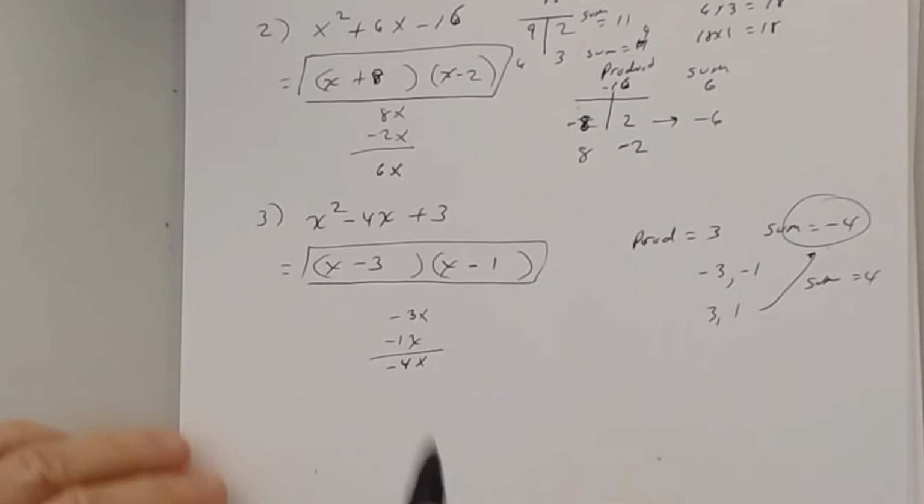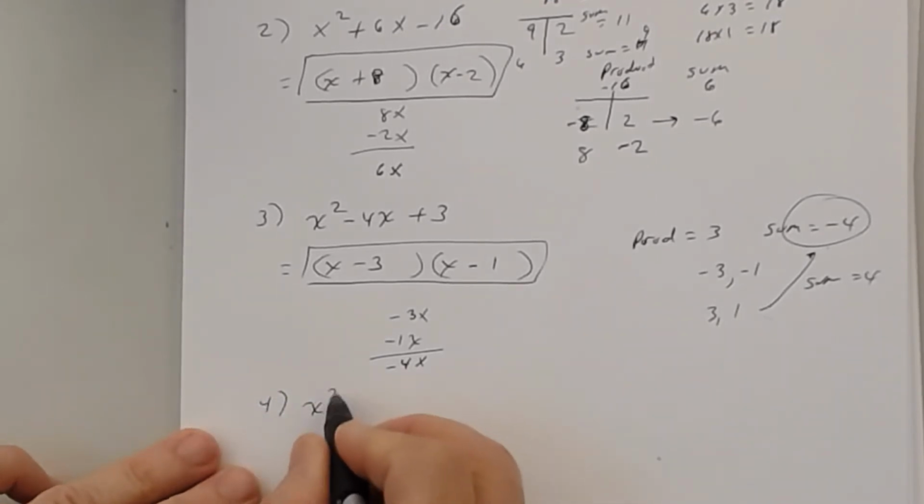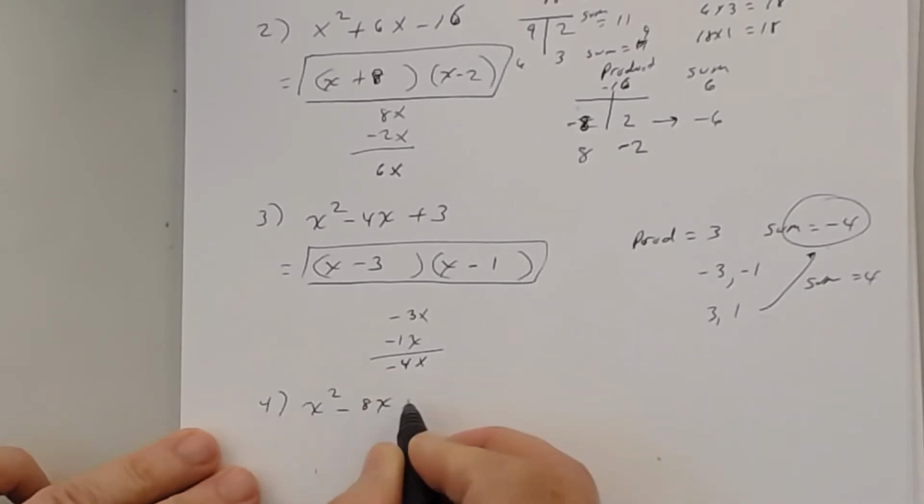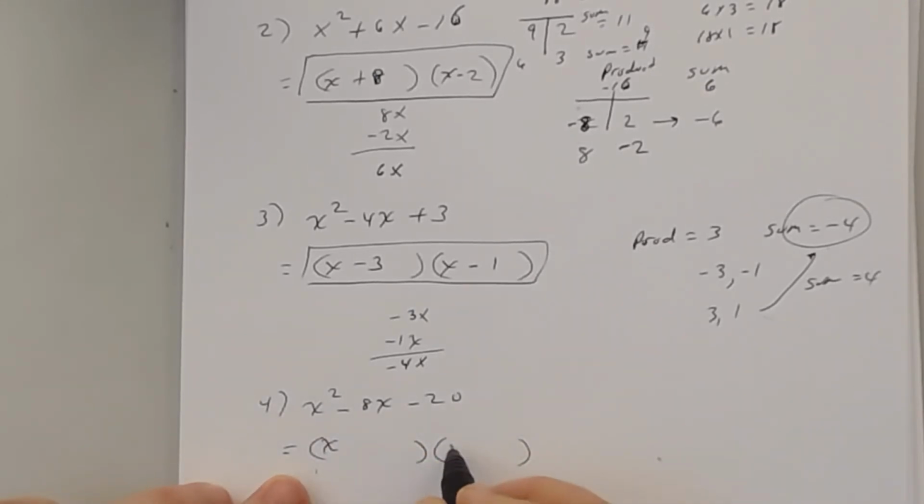Okay. Number 4. All right, let's suppose we had this: x squared minus 8x minus 20. What's the GCF? 1. What's the coefficient of x squared? 1. That's the easy kind. Two binomials. What's going to be the first of each, though? X and x.